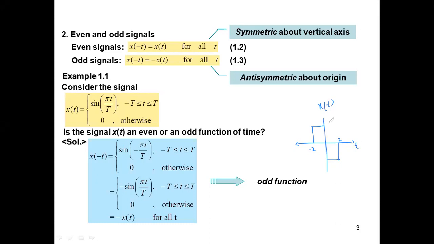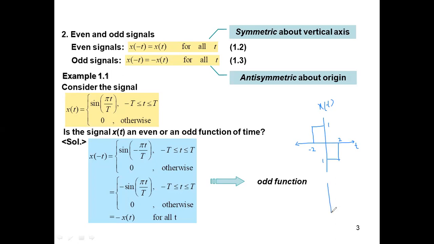So now what do you think? What sort of signal is this? Is this an even signal or an odd signal? Will somebody tell me whether it's an even signal or an odd signal? What do you think?